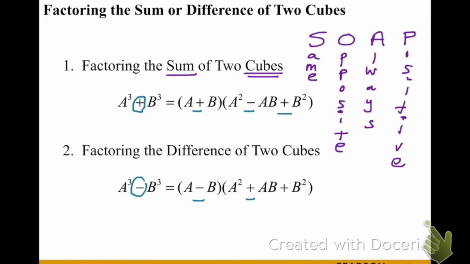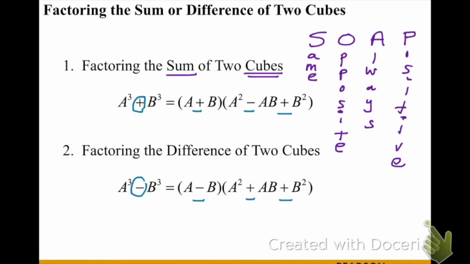The acronym SOAP refers to the signs in the pattern. So if it was a sum, which means it's a plus, that means the sign in the binomial will be the same, or a positive. And then in the trinomial will be the opposite sign, in this case, a subtraction. And then the last sign is always positive, another addition. And so the binomial will always be the cube root of the first term plus the cube root of the second. And then for the trinomial, we're going to square the first term, multiply the two together, and then square the last term.